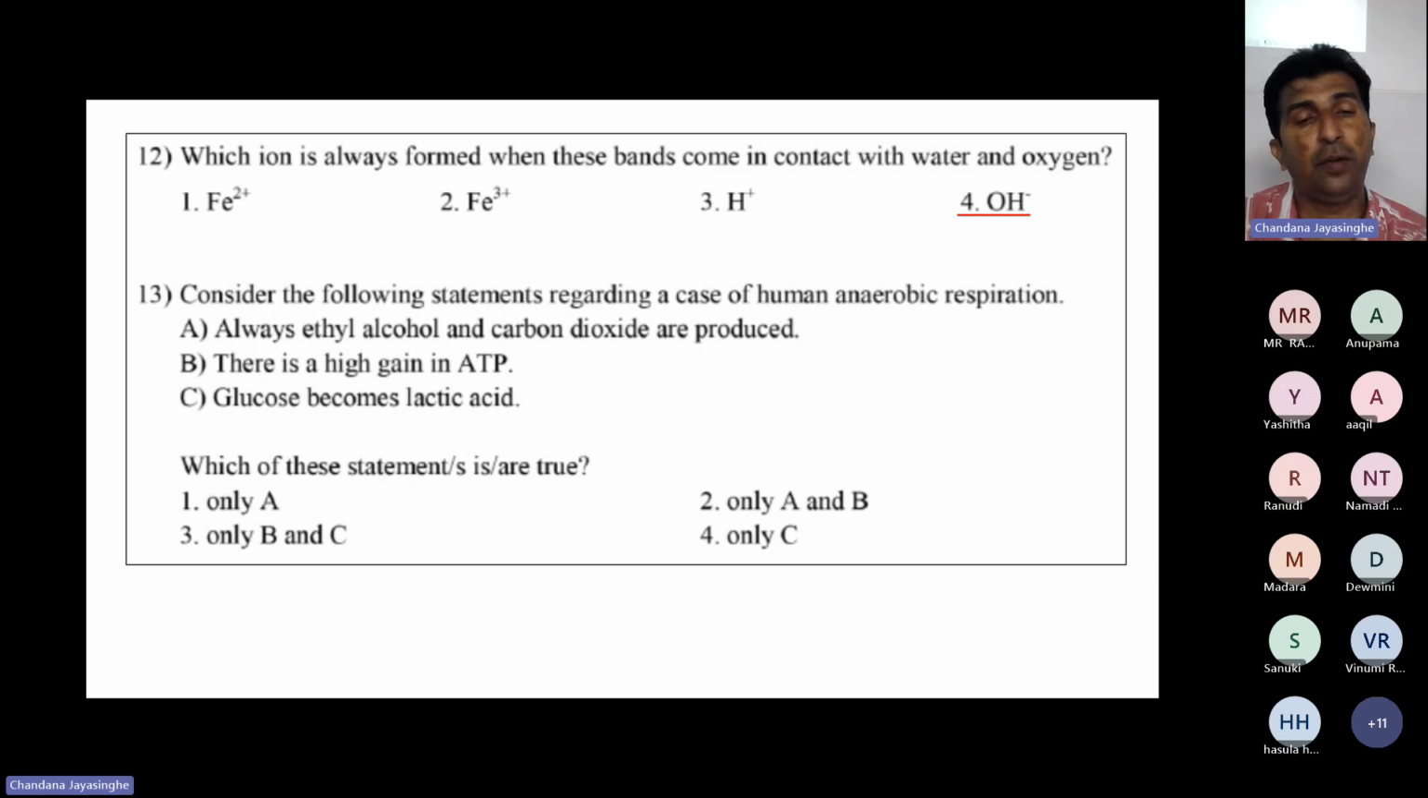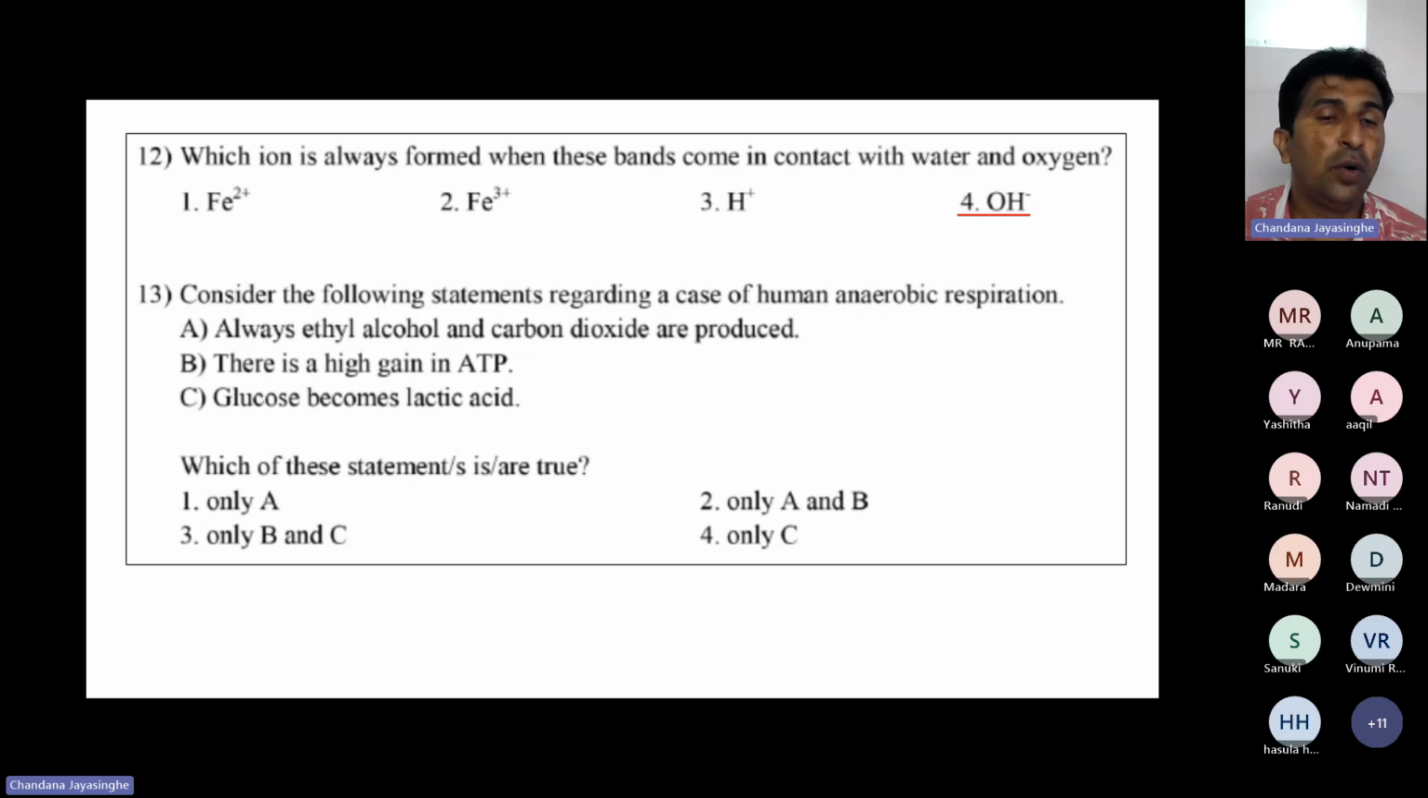There is a high gain of ATP. When you go for the A-levels, in the science stream, you will learn about the calculation of ATP molecules produced during anaerobic and aerobic respiration. Normally, aerobic respiration produces a very large number of ATP molecules, like 36 or 38. But anaerobic respiration produces a very small amount, around 2 or 3. So a high gain of ATP is in aerobic respiration, not anaerobic. So statements A and B are incorrect.